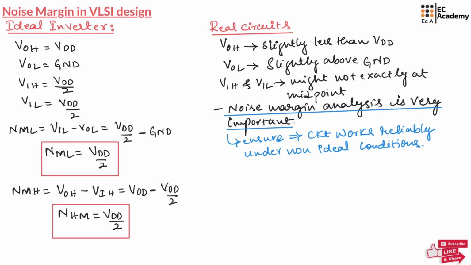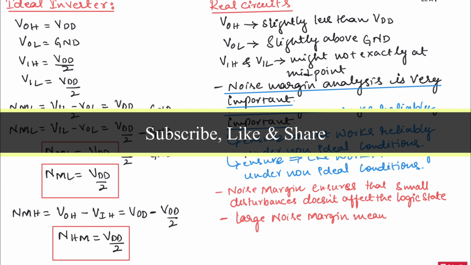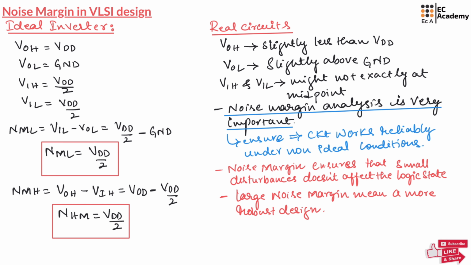You need to remember that the noise margin ensures that small disturbances like electromagnetic interference or crosstalk don't affect the logic state. A large noise margin means a robust design. This concept is fundamental for creating a CMOS inverter that can handle real-world noise. This is about noise margin in VLSI design.